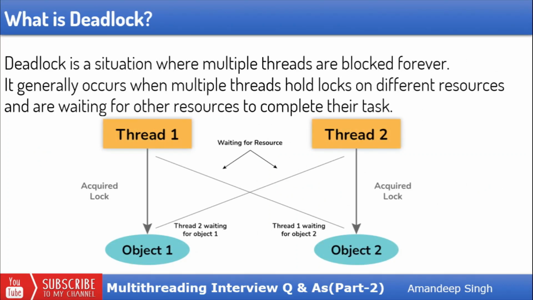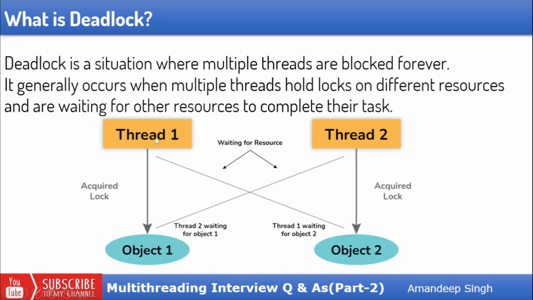Next question is what is deadlock? Deadlock is a situation where multiple threads are blocked forever. It generally occurs when multiple threads hold a lock on different resources and are also waiting for other resources to complete their task. Let's look at this image and see how the deadlock has occurred.